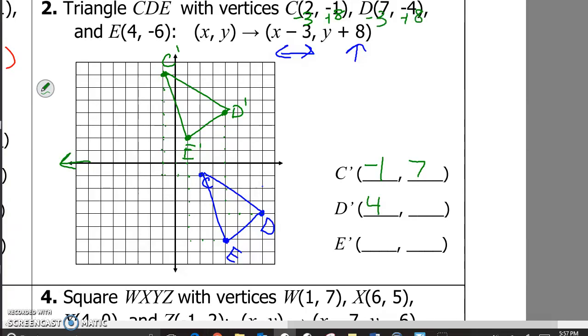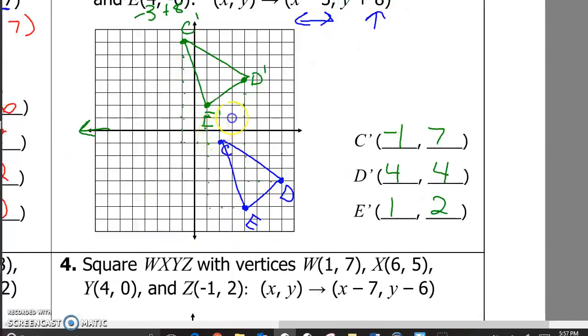7 minus 3 is 4. Negative 4 plus 8 is positive 4. 1, 2, 3, 4. There we go. Okay, and then E, we have minus 3 plus 8. 4 minus 3 is 1. And negative 6 plus 8 is 2. There we go. Much easier than reflection. Much easier.